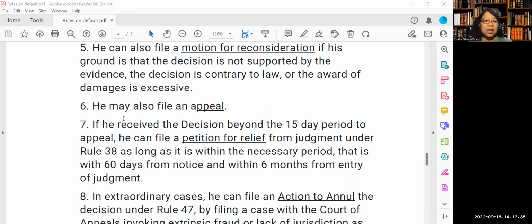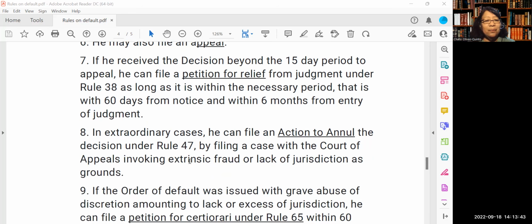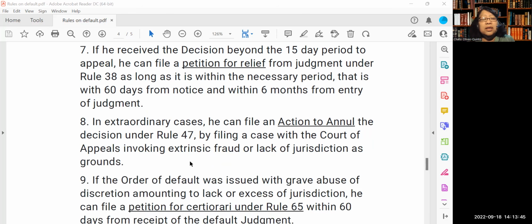Ano yung period na yon? It must be within 60 days from notice and within 6 months from entry of judgment. Next, in extraordinary cases, he can file an action to annul the decision under Rule 47 by filing a case with the Court of Appeals invoking extrinsic fraud or lack of jurisdiction as grounds.